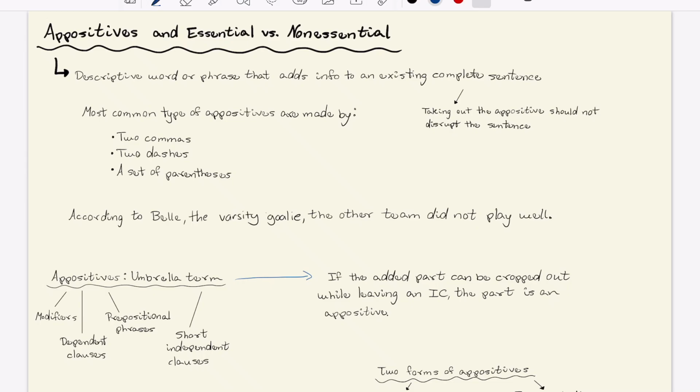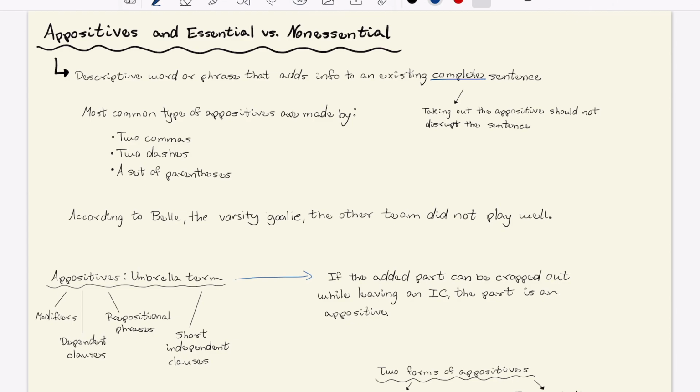Appositives and essential versus non-essential. Appositives are a descriptive word or phrase that adds information to an already existing complete sentence. And so what that means is that taking out the appositive should not disrupt the sentence. Most common types of appositives are made by 2 commas, 2 dashes, or a set of parentheses.